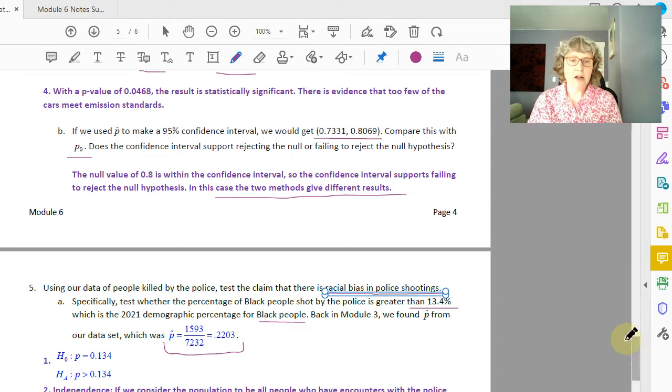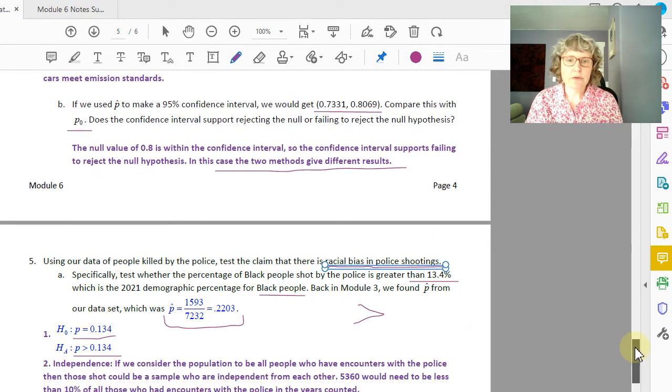So let's write out our hypotheses. This time, this is a right tail test, or greater than, because we're testing something as greater than. So our alternate is p greater than 0.134, and our null is always the equal, and the number is the same. Okay, it's the sign that we're testing, really.